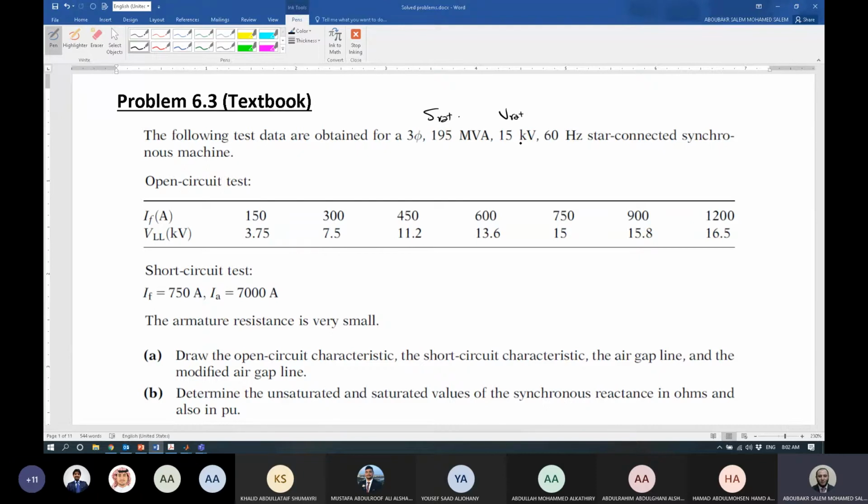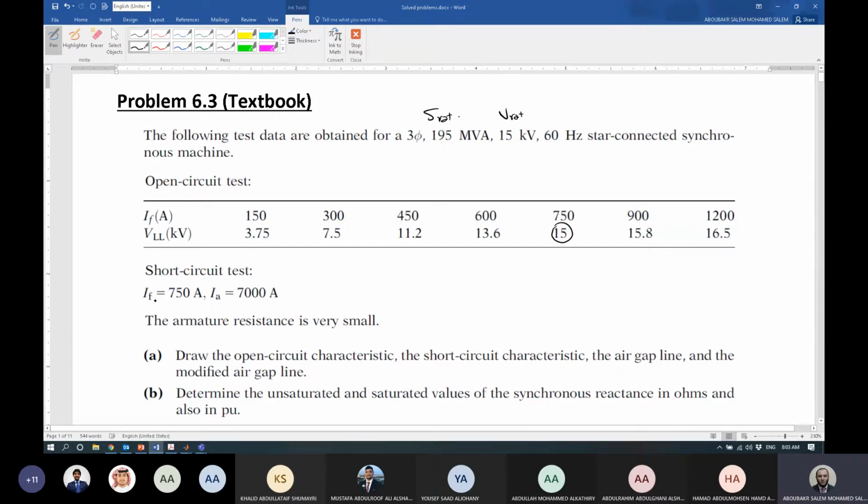The open circuit test data are given like that: IF versus V line to line, which is the terminal voltage of the generator. As you can see, Shabab, the point of rated volt is here. This is the point of rated volt, 15 kilovolt, and the corresponding field current is 750 ampere.